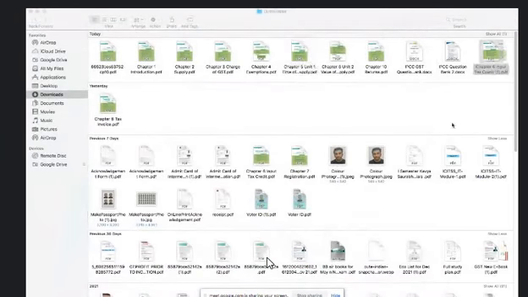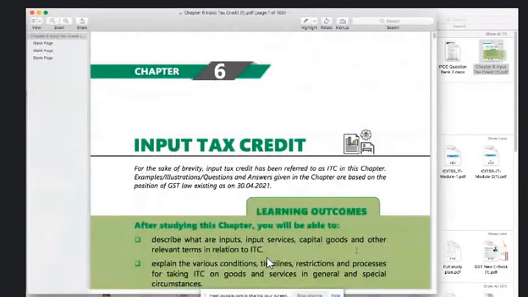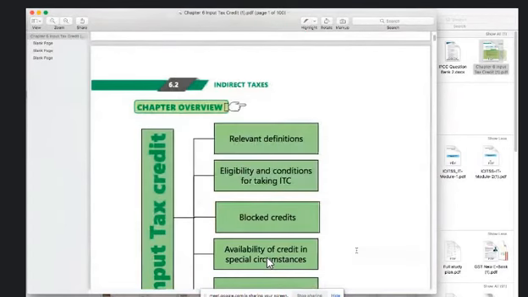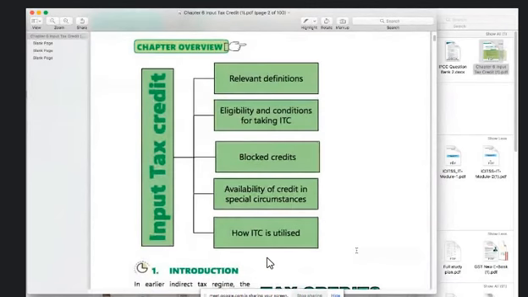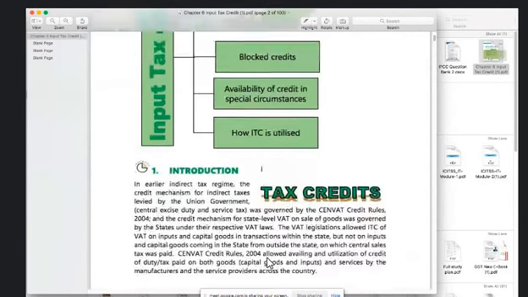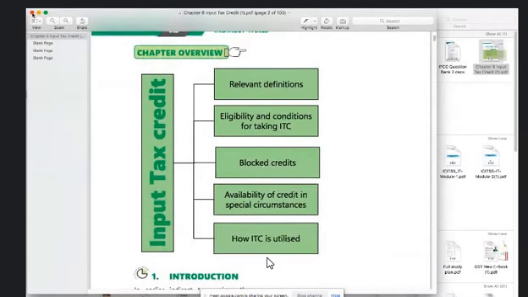Then we have seen input tax credit. In input tax credit, we have understood the conditions and eligibility for claiming the input tax credit. Then what is block credit, what is apportionment of credit, then availability of credit in special circumstances, and how ITC is utilized. Those parts we have seen in this chapter.